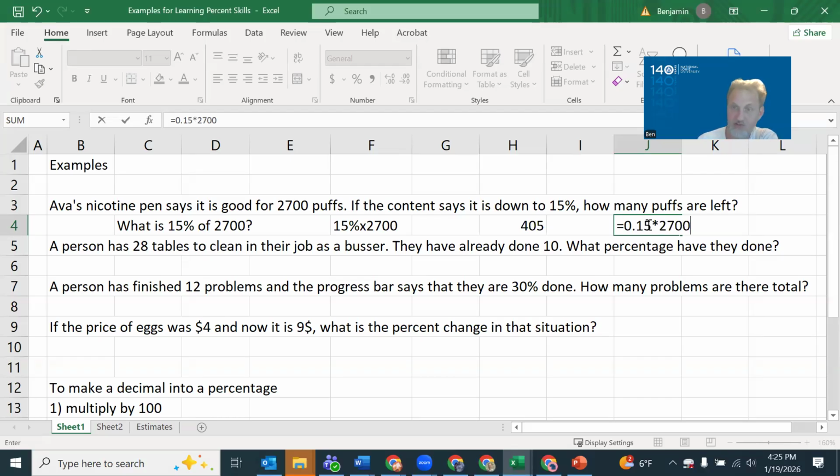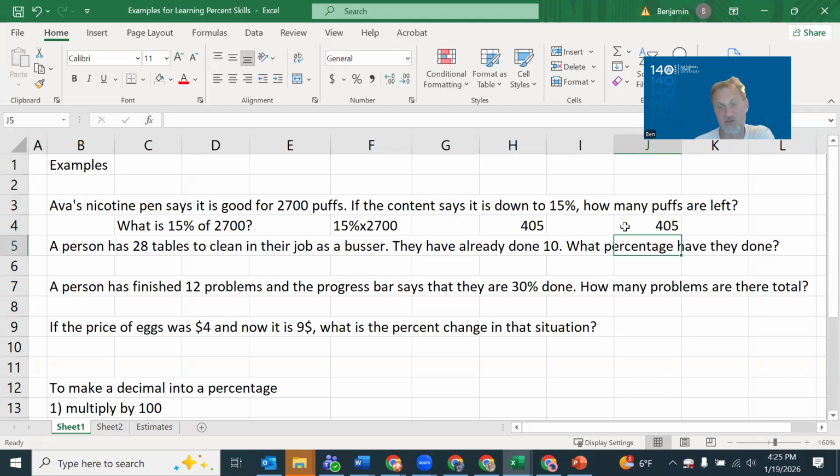It could be 0.15 times 2,700. And I could also write it as a fraction, 15 over 100, because that's literally what percent means. It's out of 100, 15 out of 100. Both give me the same answers. 405 is what I would expect to get here.